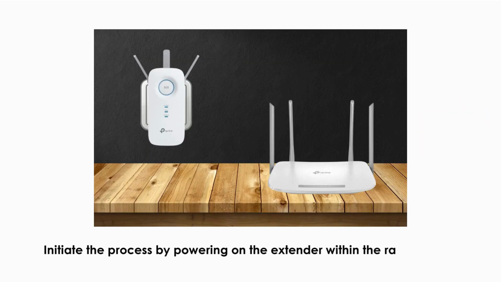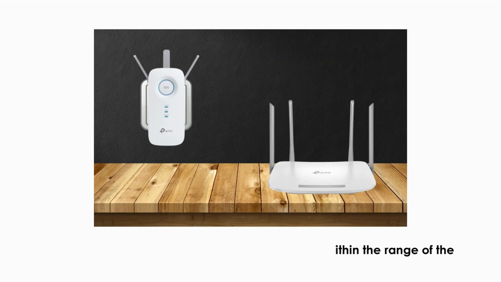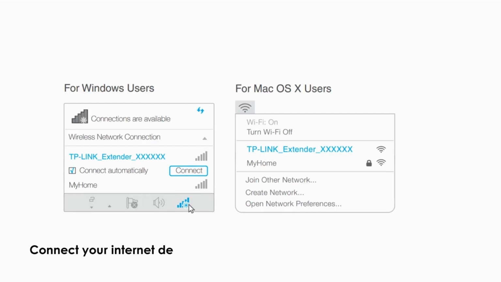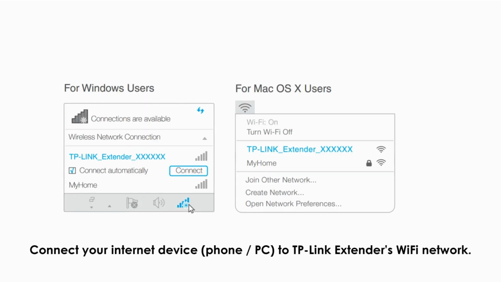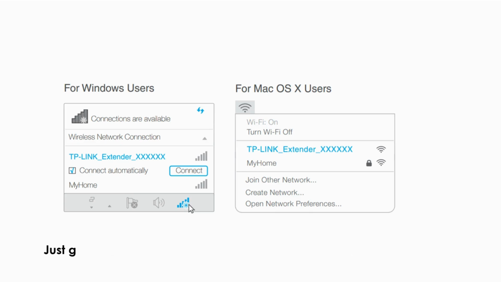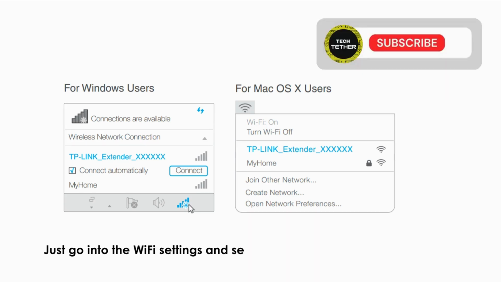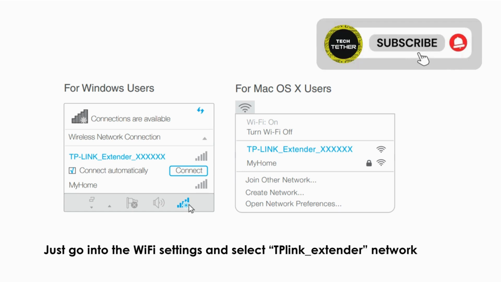Initiate the process by powering on the extender within the range of the host router. Connect your internet device, phone/PC, to TP-Link Extender's Wi-Fi network. Just go into the Wi-Fi settings and select TP-Link_Extender network name.